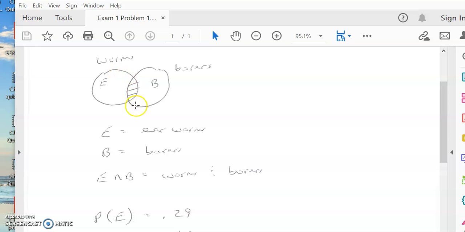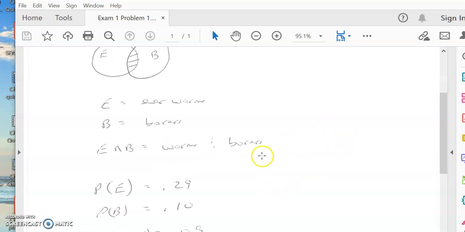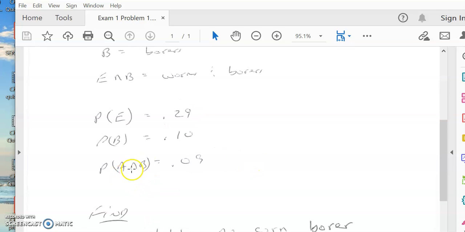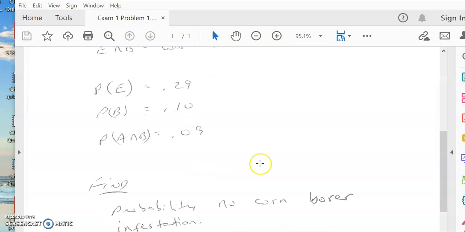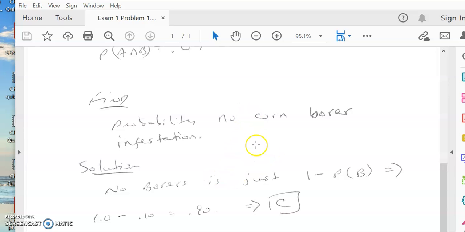Okay, so we have this Venn diagram here. E is one circle, B is the other circle, and there's an intersection here. It's possible to have both types of infestations. You can have E intersect B. That's what the problem said, a probability of having both. So the probability of E was given as 0.29, the probability of B was given as 0.10, and the probability of E intersect B is 0.09. Okay? All right, and then what we're supposed to find is the probability that there's no corn borer infestation.